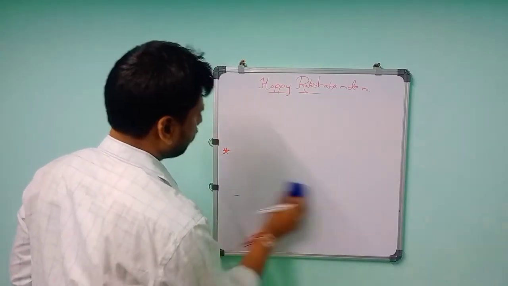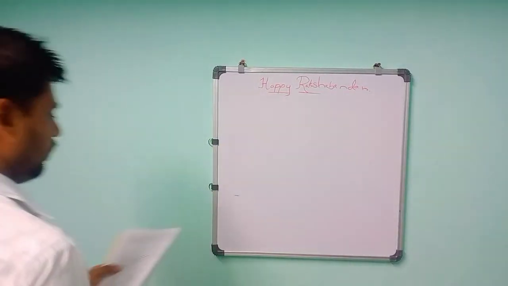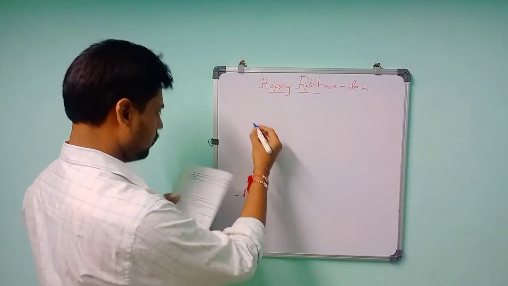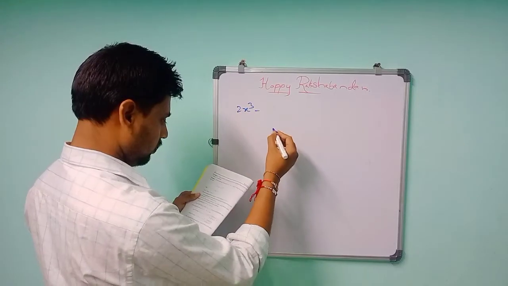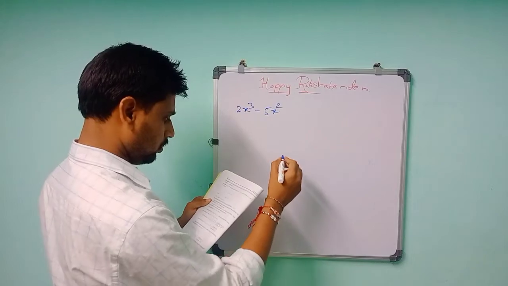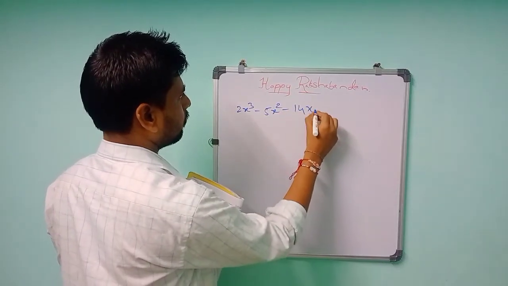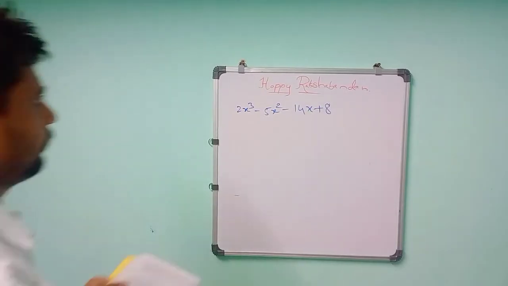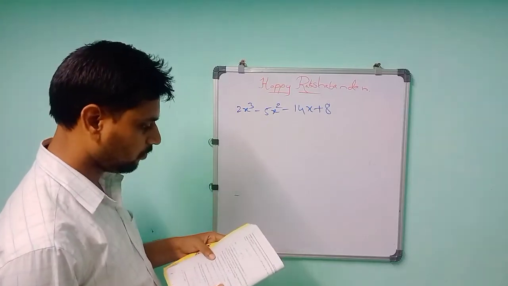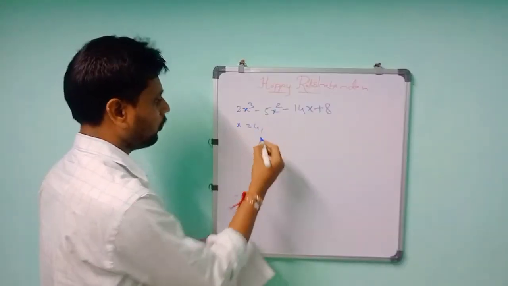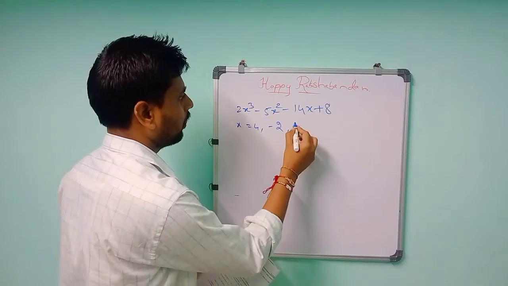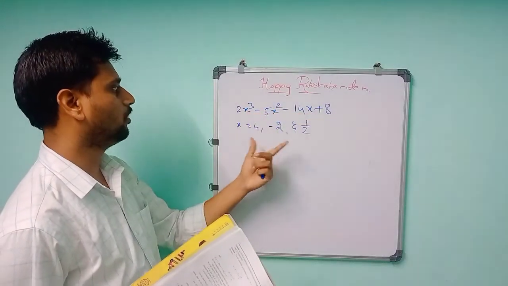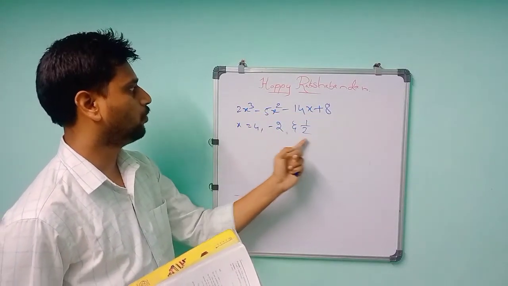After this quadratic, they have given one problem in your example, and you should remember the formula for that one. They gave 2x cube minus 5x square minus 14x plus 8. They gave p of x equal to 0 for the values x equal to 4, minus 2 and 1 by 2, because a cubic polynomial has at most 3 zeros. So for 4, minus 2 and 1 by 2, it is 0.